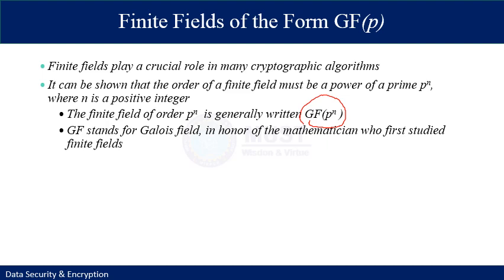So for n equal to 1, we have finite fields of GF(p) as mentioned here. This is a finite field and has a different structure than the finite field with n greater than 1. This lecture introduces finite fields of this form, such as GF(p). However, the other form of field will be covered in the next lecture.